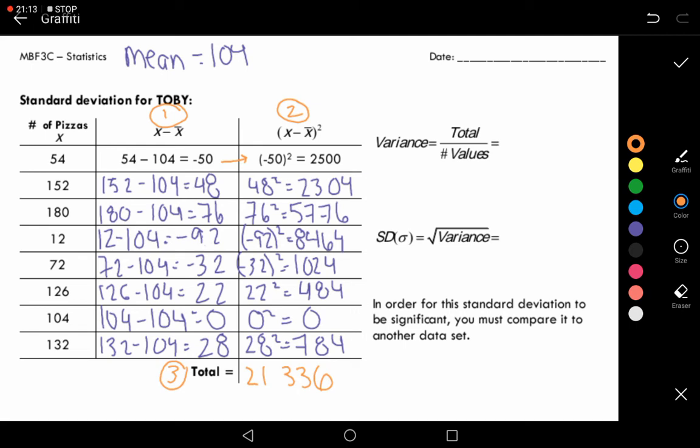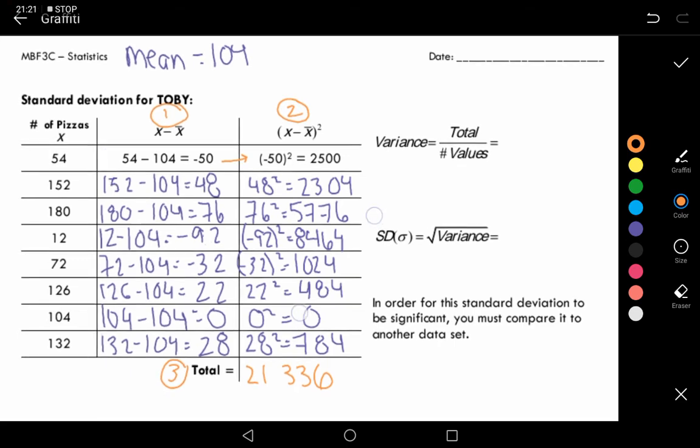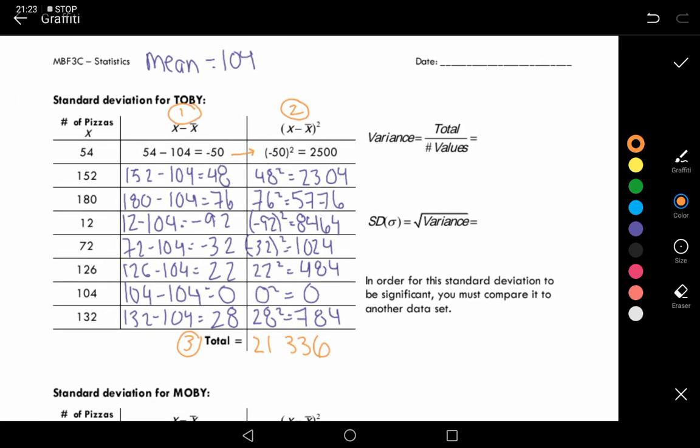Step 4 is to divide this sum by the number of values in the data set. Okay, so we need to take that number, which is right here. We're finding the variance. So step 4, take that total, 21336, divide it by the number of values. So in our data set, if we count these, 1, 2, 3, 4, 5, 6, 7, 8. So we're dividing by 8.